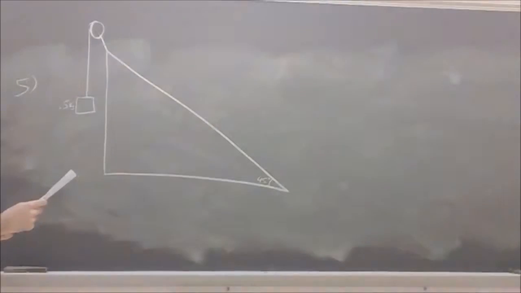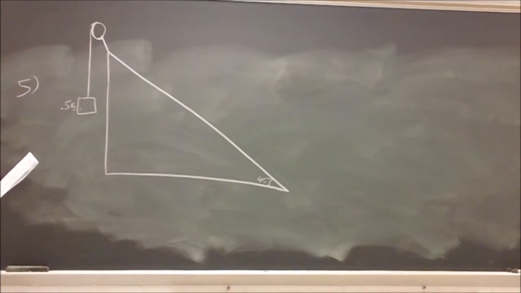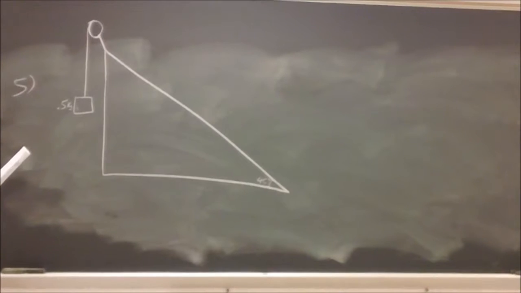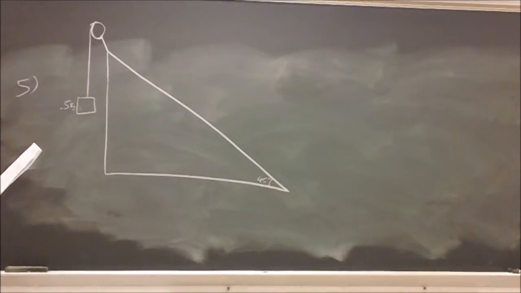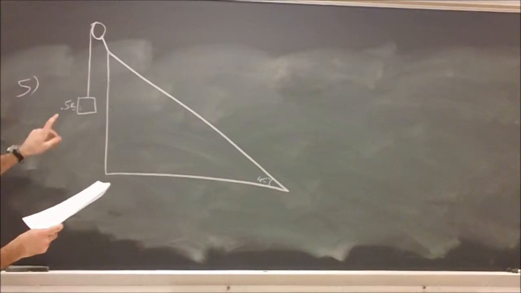It says the box is held and placed on a frictionless 45-degree incline by means of a hanging 0.5 kilogram mass, as shown above. Draw a free body diagram for the 0.5 kilogram mass and determine the tension in the spring attached to it.